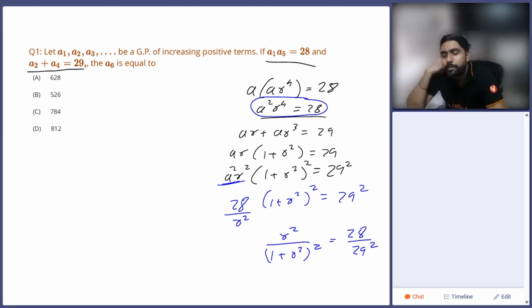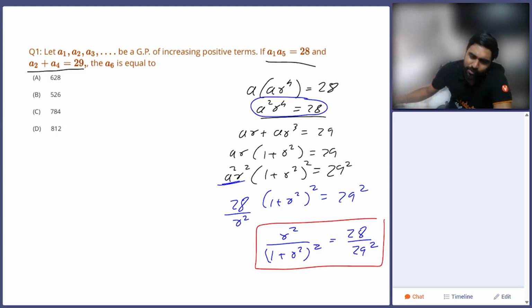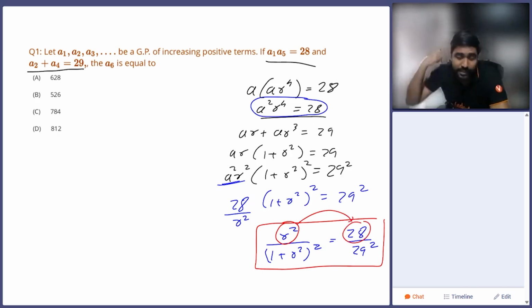This will give you 28 divided by 29 squared as the expression over here. Now, just observing this a little bit, we don't have to actually convert this into a biquadratic equation and solve it. Just by simple observation, if I take r squared equal to 29, I am getting a direct expression, because in the denominator I do have (1 plus 28) the whole squared, 29 squared in the denominator over here as well.